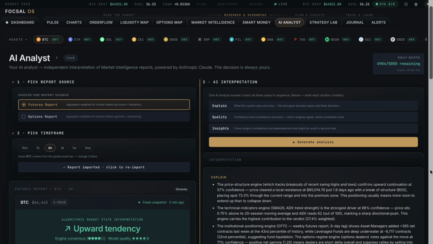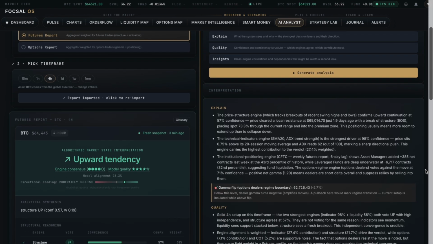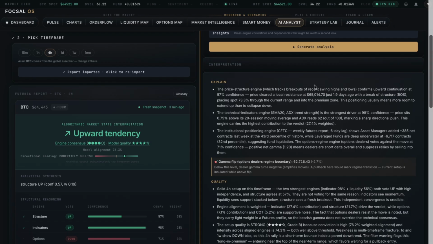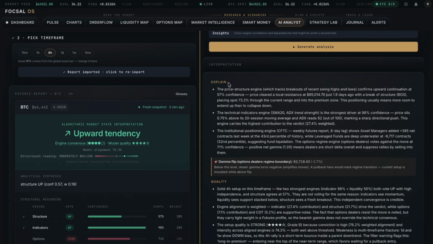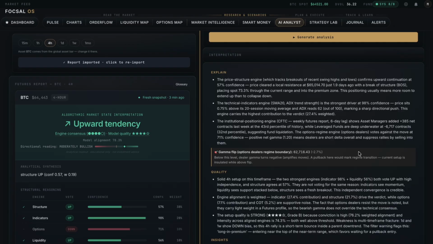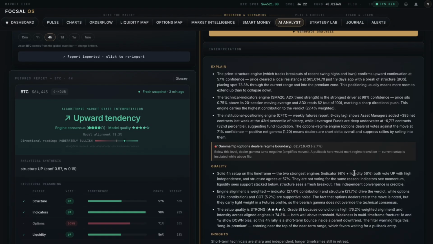And we have a result. Look at how it's built. 3 blocks, one below the other. The first is explain. Here the AI describes in plain language which layer won out and why, with specific levels. It doesn't repeat the verdict. It breaks its logic down into parts. You see where the reading came from.